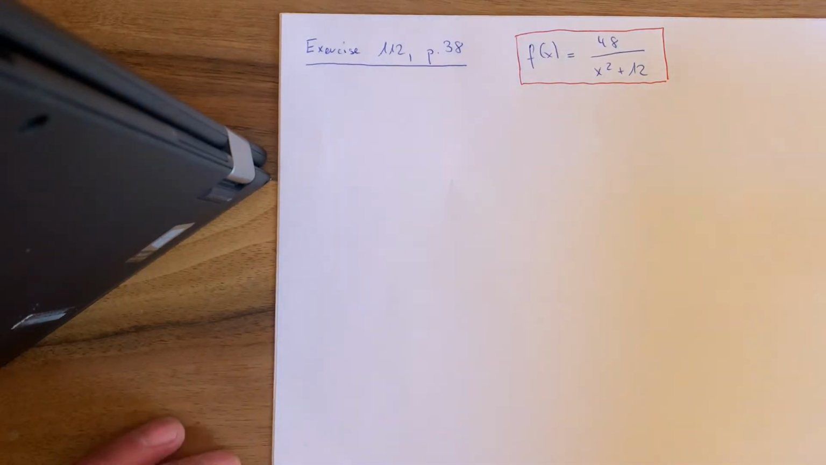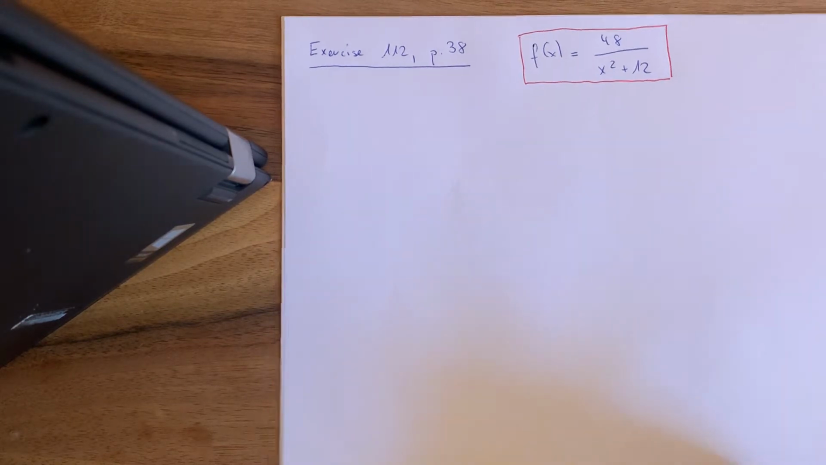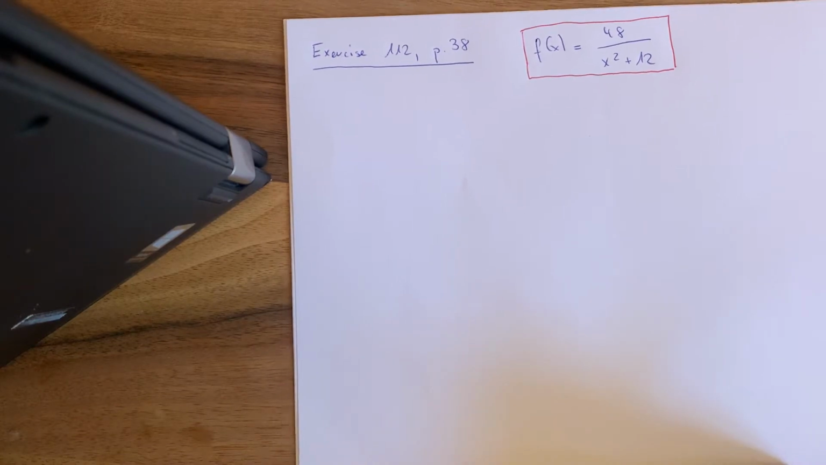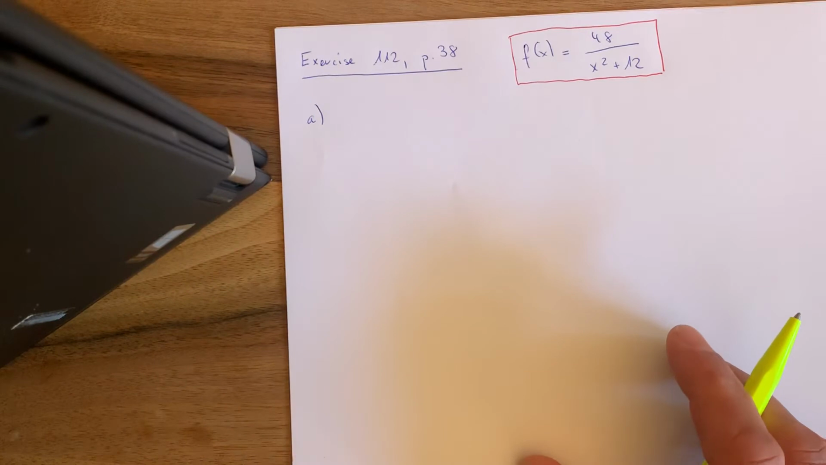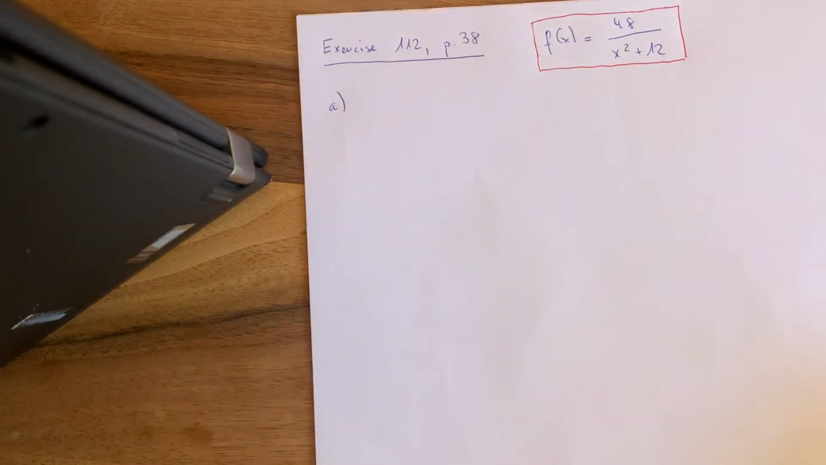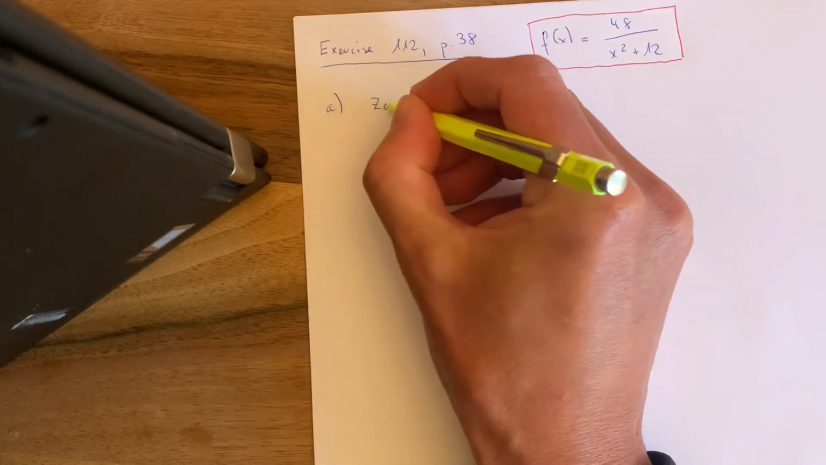The first part is about curve sketching, so we need to find the zeros, the stationary points, and the points of inflection. And the second part is going to be an optimization problem. So let's start with part A. So we're supposed to find the zeros, the stationary points, and the points of inflection. So let's start with the zeros.